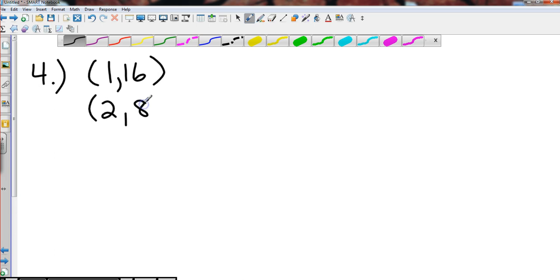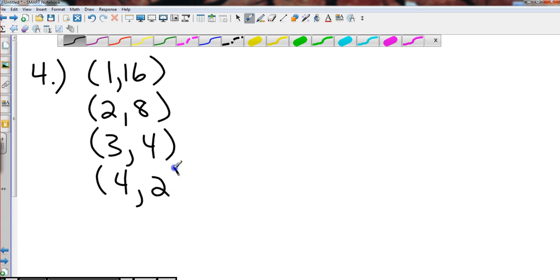2 and 8. 3 and 4. 4 and 2. Okay. So right away, I see 16. I wouldn't want to make a graph that big. You'll see some in the book today. Some of them will be in the 40s. Some of them will be in the 30s. Some will be in the 60s. Obviously, we're not going to want to make a graph on those.